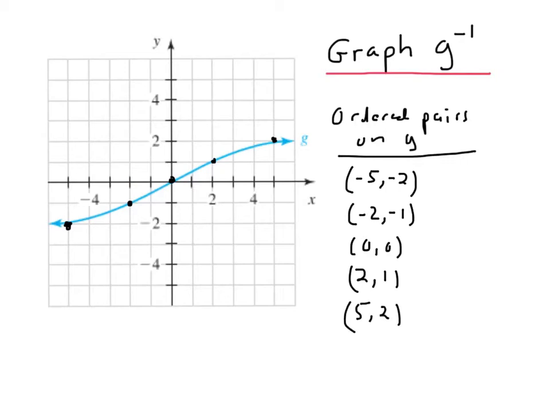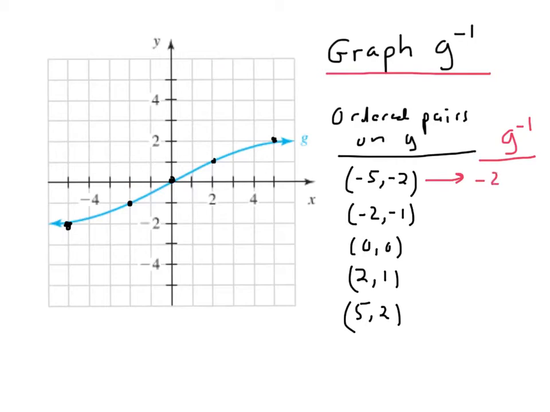So these are some of the ordered pairs that are on the function g. Now remember, the ordered pairs on g inverse, the inputs and outputs will be reversed. So if we want to make a list of ordered pairs that are on g inverse, over here, this first ordered pair, you're just going to interchange the x and the y.